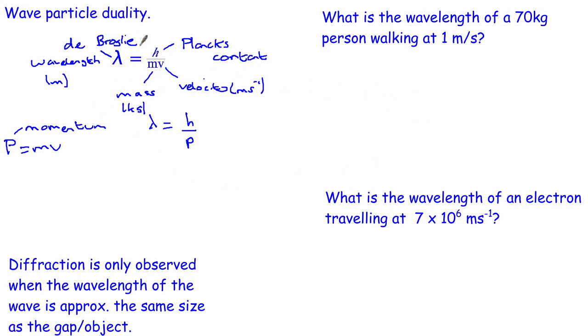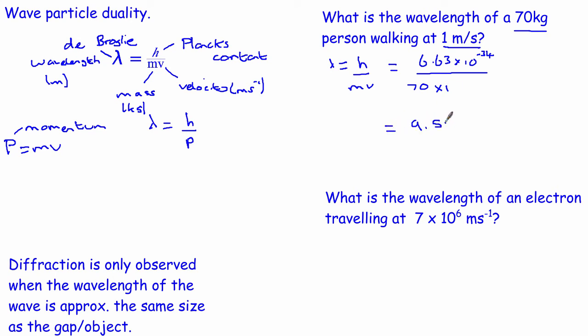So we can do some calculations with this equation. Let's try and work out the wavelength of somebody that's 70 kilograms walking at 1 meter per second. A couple of steps. First of all, we write down our equation, and then we put our numbers in. h is 6.63 times 10 to the power of minus 34, divided by the mass, which is 70 kilograms, multiplied by the velocity, which is 1 meter per second. If we do that on a calculator, we end up with 9.5 times 10 to the power of minus 36 meters.